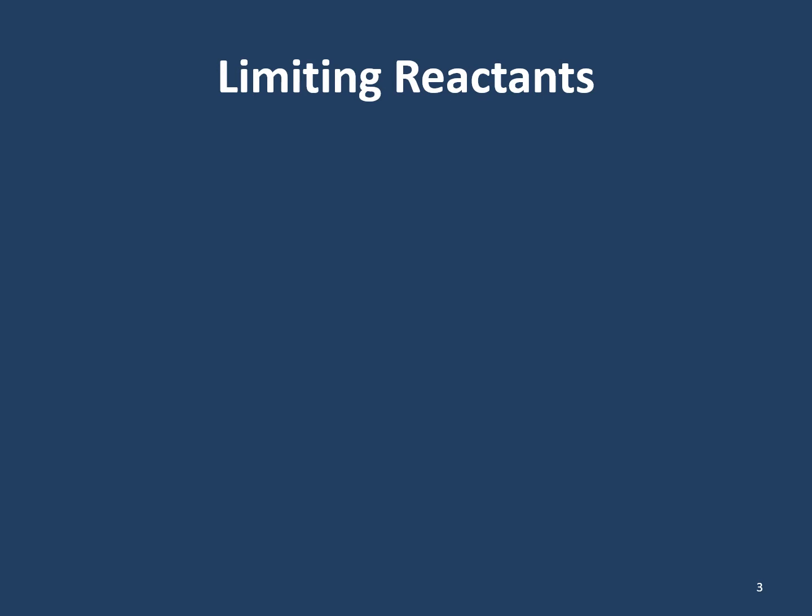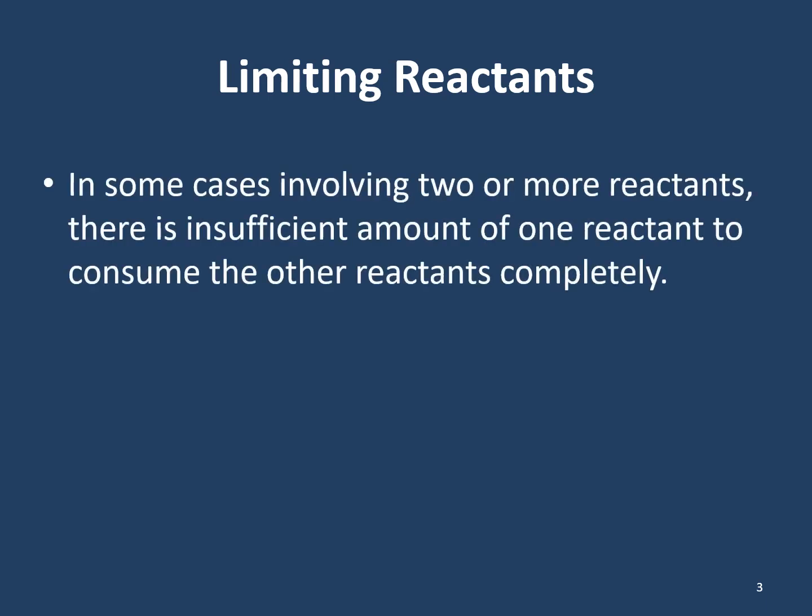All right, so let's talk about limiting reactants. Like with anything, if you run out of one of the things you need to make something, you can't keep making things, right? So in some cases, when we have two or more reactants in the reaction, generally one of those reactants will have less than the other present, which means it will run out first. We'll consume that one reactant before the other reactants, and the other reactants are going to stay in the system. There will be some left over.